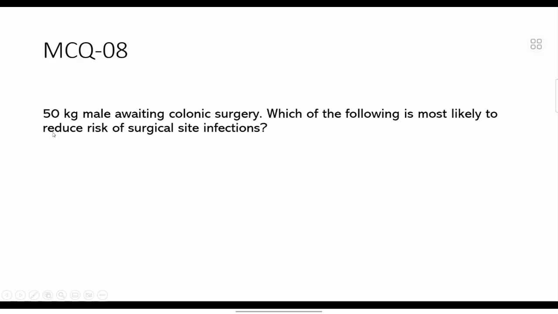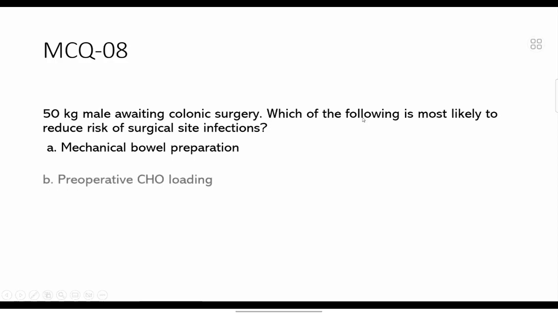So MCQ, I think this is the last question. A 50 kilogram male awaiting colonic surgery. Which of the following is most likely to reduce risk of surgical site infection? So mechanical bowel preparation is not preferred anymore because there are complications with it. According to the ERAS protocol, we are not preferring mechanical bowel preparation. Even if we do, that is not to prevent the risk of surgical site infection, that is to make the surgery access easier. So that is not the answer.